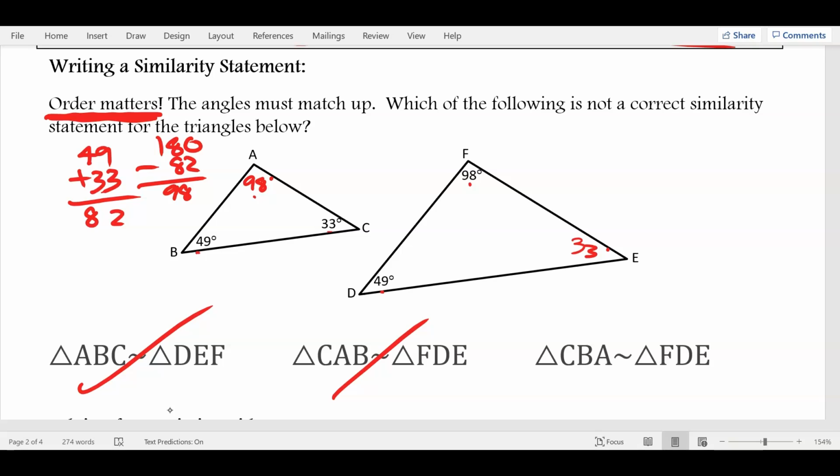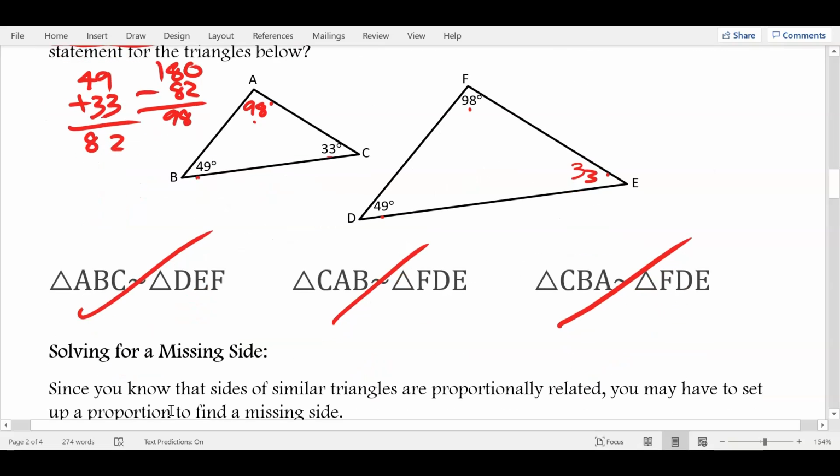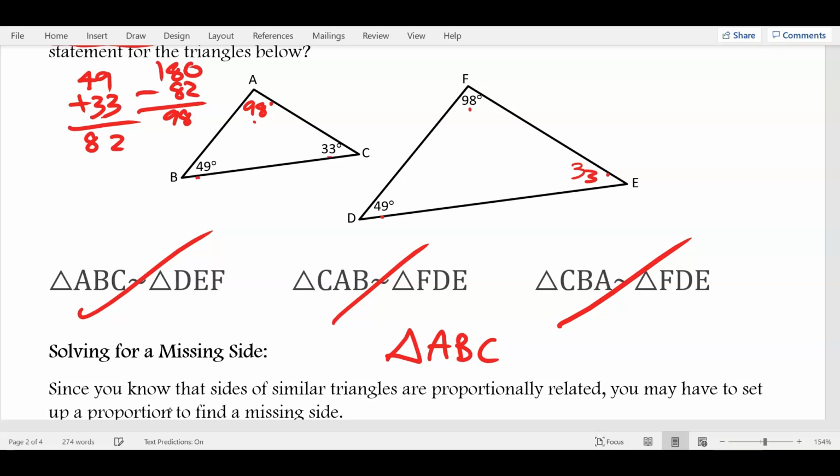Let's make our own statement. We'll start with triangle ABC. Now y'all tell me, what does ABC match with perfectly? Okay, FDE. So triangle ABC, put the squiggle, that means similar to triangle FDE. That is a good similarity statement. Cool.